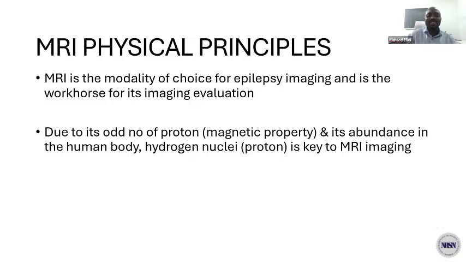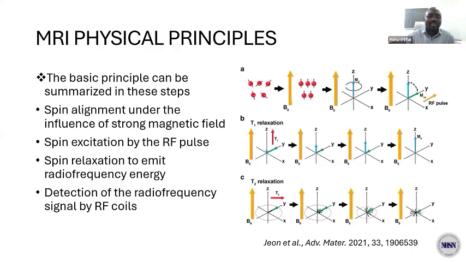As a result of the odd number of protons in the hydrogen nucleus, which gives it magnetic property, and also as a result of its abundance in the human body, the hydrogen nucleus is of special interest in MRI imaging. Now, the basic principle can be summarized in these steps. Usually, the hydrogen protons possess what we call spins, which are randomly oriented in the human body.